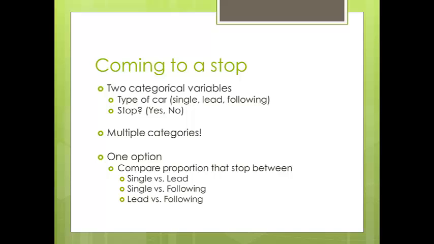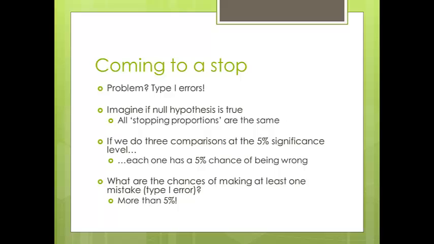Well, one thing that we could do, knowing techniques we know already, is compare the proportion of cars that come to a complete stop when they arrive as a single car versus the proportion that come to a complete stop as the lead car, single versus following, and lead versus following. We could do three different tests comparing those two proportions. But there's a problem, and the problem is type 1 errors.